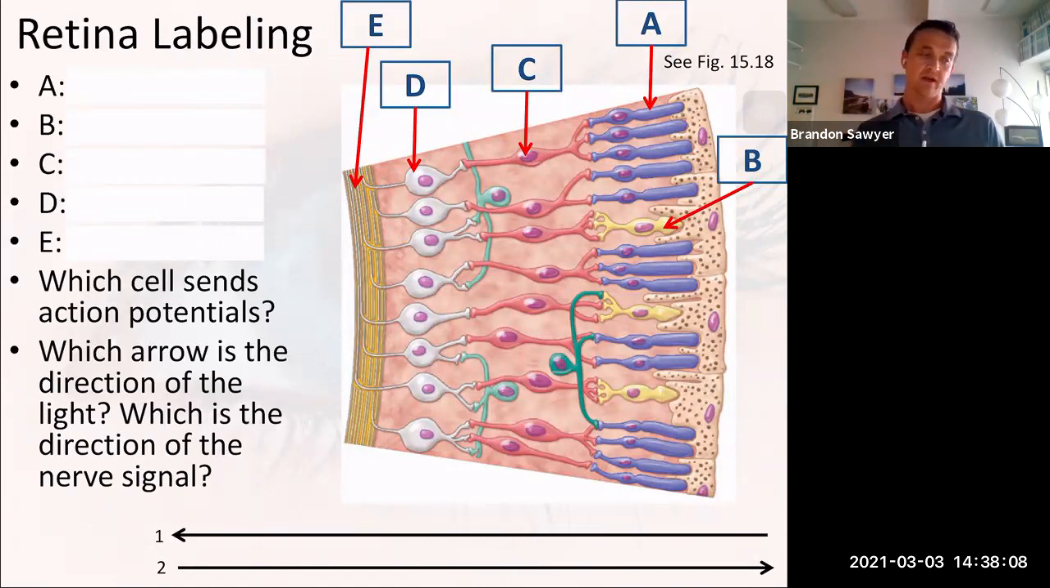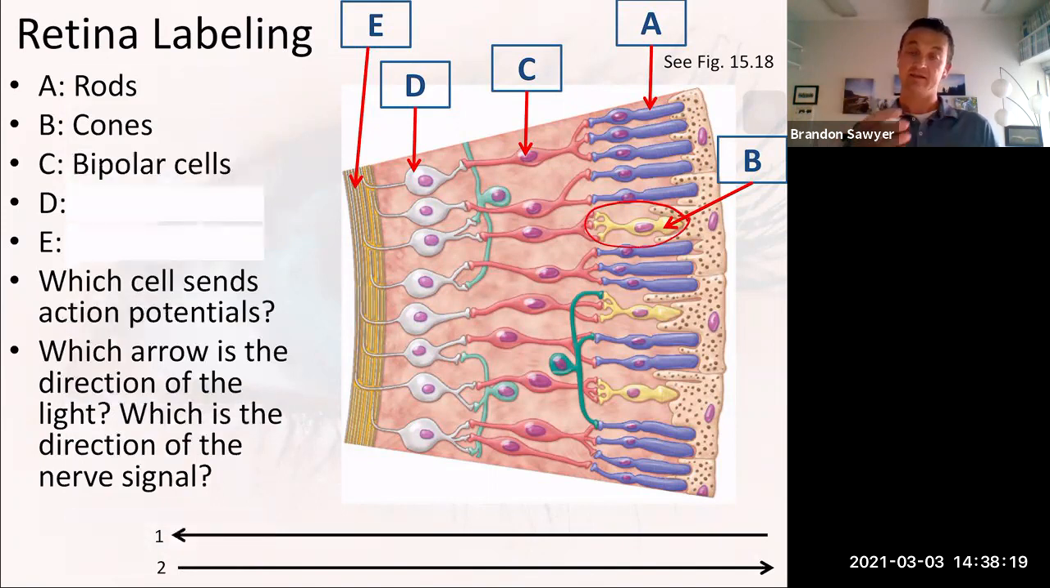Okay, so with A there, that's the rods. B is the cones. So we can see cones there. C is the next cell down. So these get stimulated first, send that graded potential that direction to the bipolar cells.